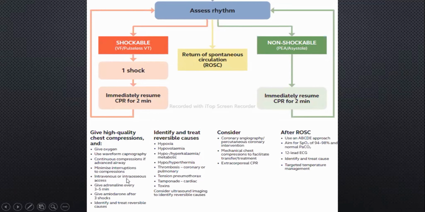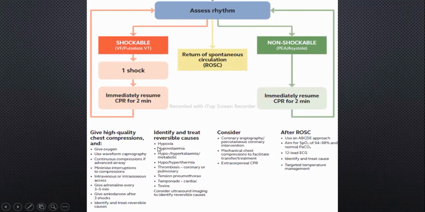2 times or 3 times? 3 times. So if failed IV access, you will give IO access. Give adrenaline every 3 to 5 minutes. Give amiodarone after 3 shocks. Identify and treat reversible causes.